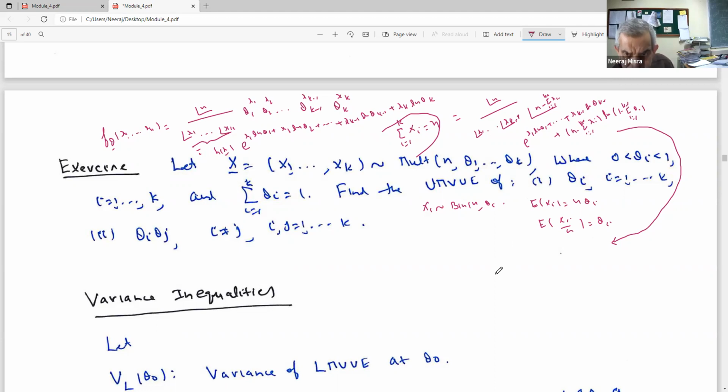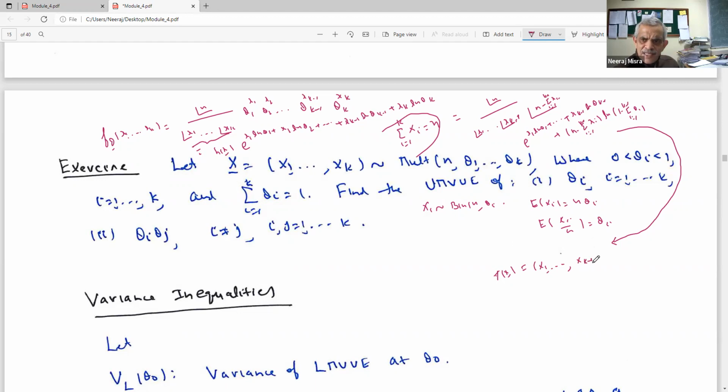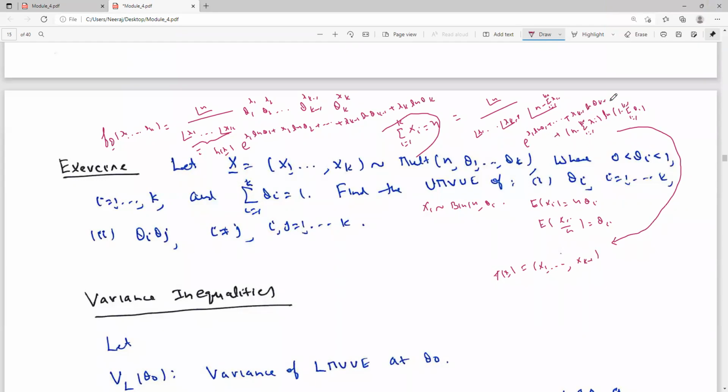So what is the complete sufficient statistic in this case? Can anyone tell now? See, so here x1, x2, ..., xk minus 1 is sufficient. It is complete also, right? By that exponential result, because it will contain a k minus 1 dimensional rectangle. Is that okay?